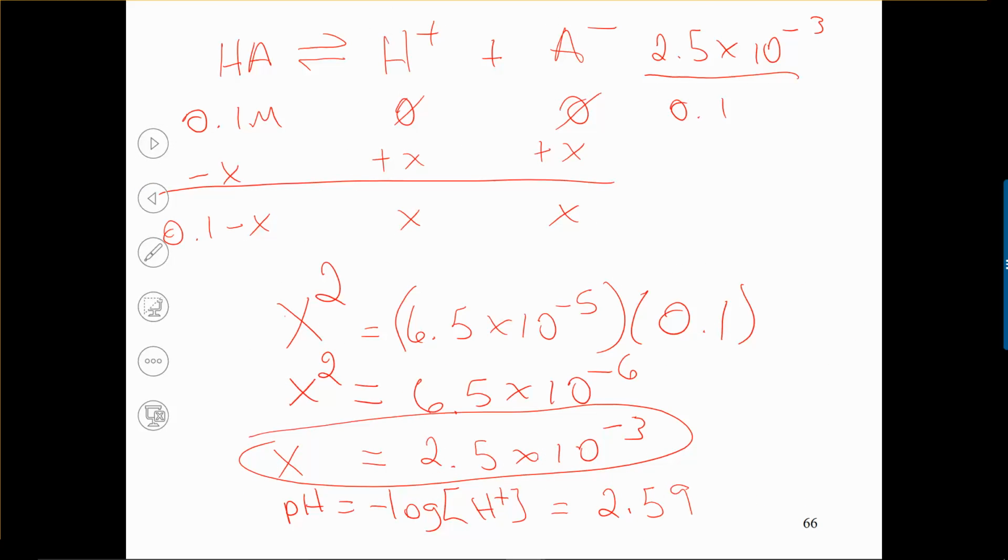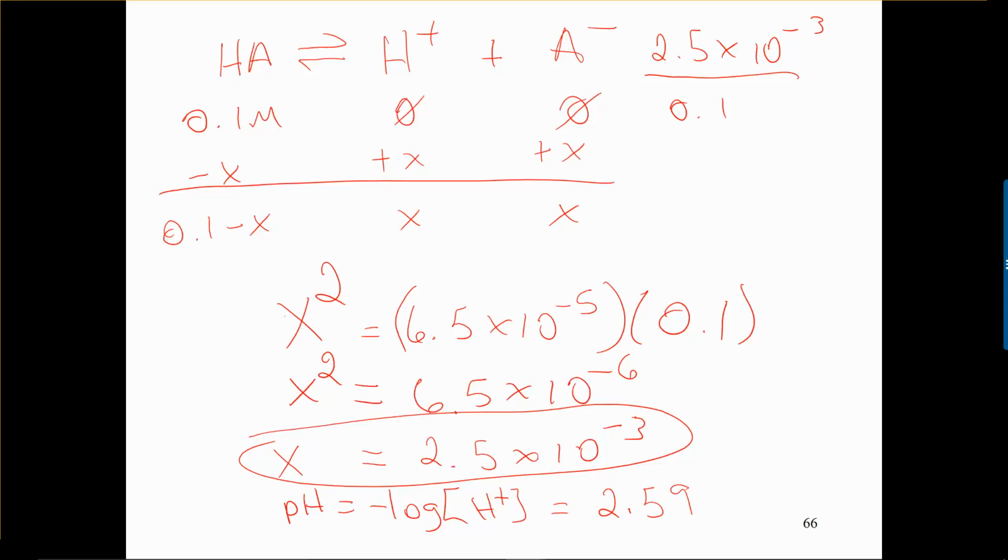Okay, so the initial concentration is 0.1 molar. I am making the assumption that 0.1 minus x isn't going to change the concentration of 0.1 very much. So if I drop it, or if I keep it, it just rounds back to 0.1 anyways. So that is a valid assumption if the concentrations are small enough.